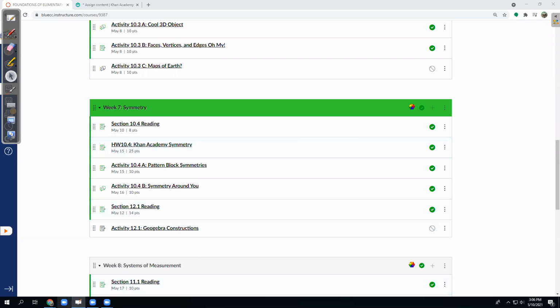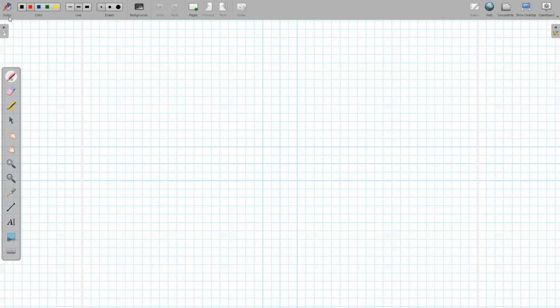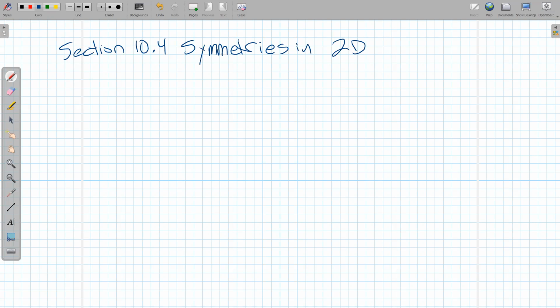So section 10.4, symmetries. And we're going to look at both 2D and a little bit with 3D figures. That's a bit trickier. But we can do some based on the figures that we looked at last week.